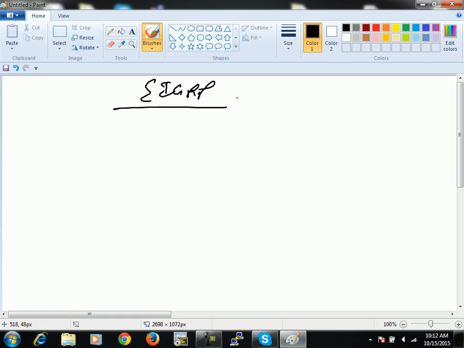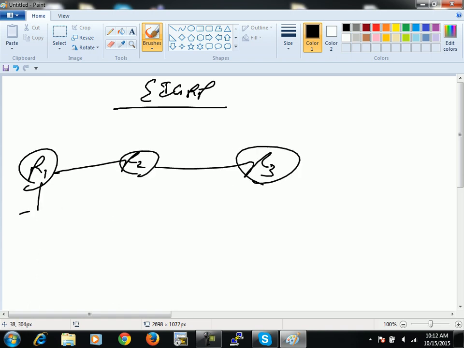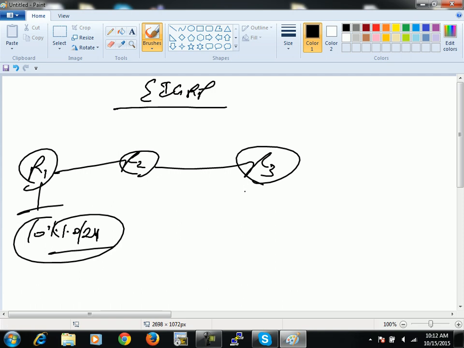in its updates. Like if you are on R1 and this is R2, this is R3. So if R1 was having a LAN network 10.1.1.0/24, then definitely whenever R3 receives this prefix and installs it in its routing table, it will define that to reach 10.1.1.0 it has to cross 2 hops. I mean, hop count value will always be there.